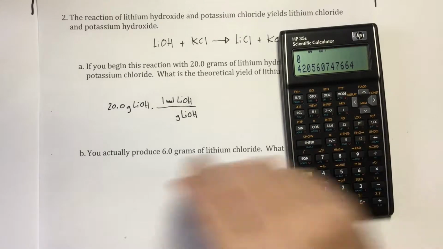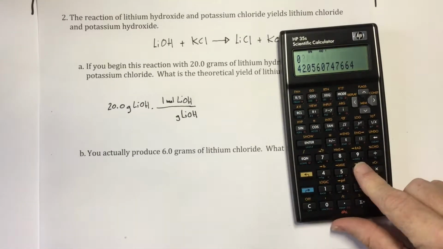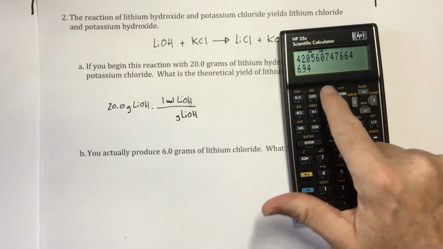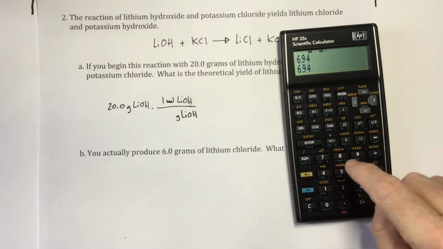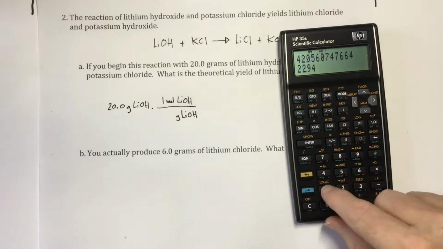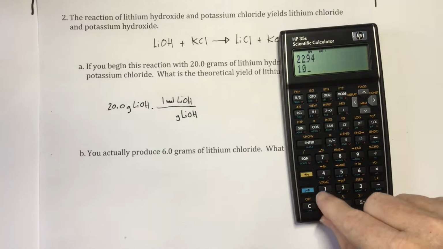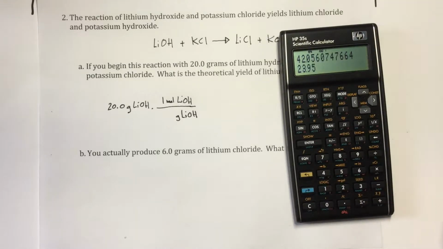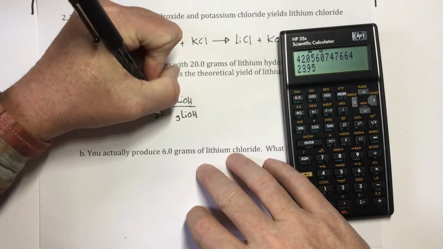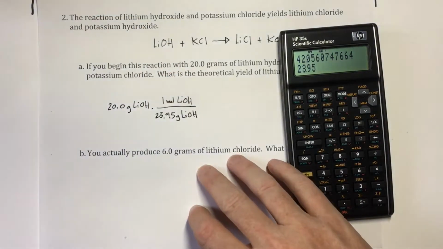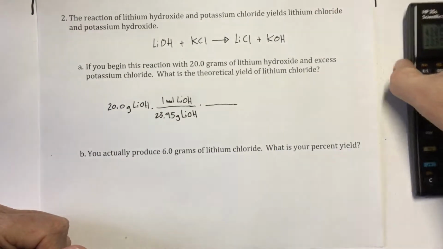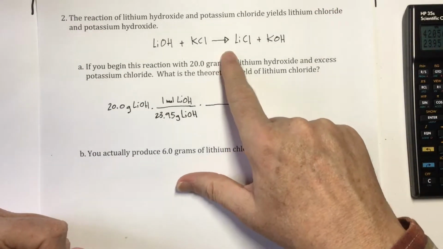So I look at my little periodic table here. It tells me that the atomic mass of lithium is 6.94. Oxygen is 16. I'm going to add those together. And hydrogen is 1.01. Add those up. So it's 23.95 grams. So 23.95. Good.